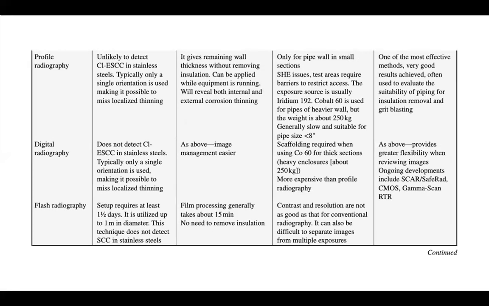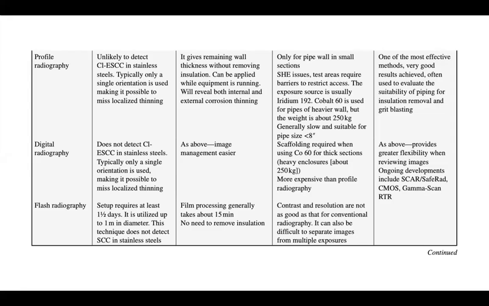What about the profile radiography? The limitation: it is unlikely to detect CUI in stainless steel. Typically only a single orientation is used, making it possible to miss localized thinning. And advantages: it gives remaining wall thickness without removing insulation. It can be applied while equipment is running, and will reveal both internal and external corrosion thinning. And disadvantages: it is only for the pipe wall in a small section.